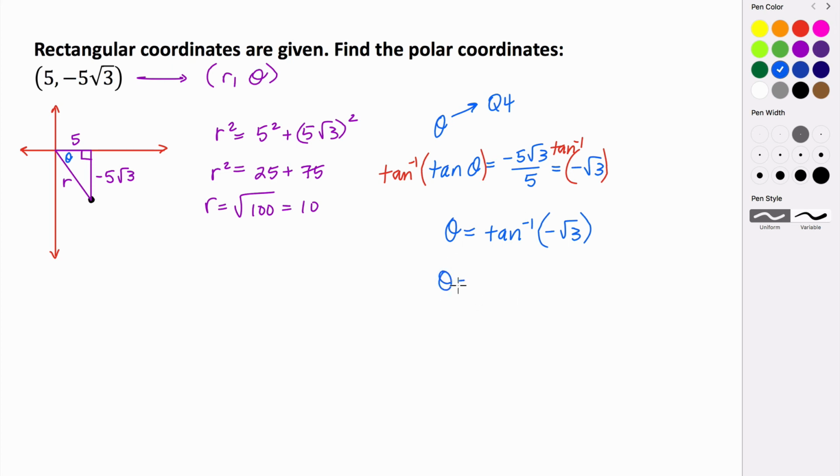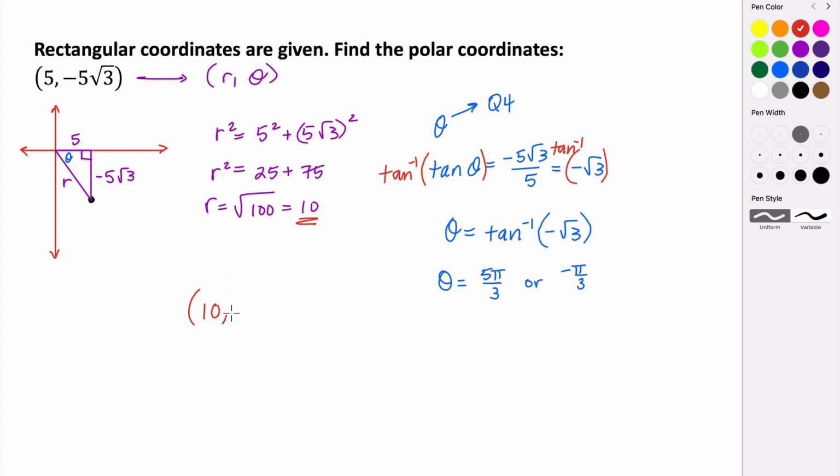So theta could be 5π/3, or we could talk about it as being -π/3. So either of those are acceptable. I would actually take either of those as a valid answer. So if we're trying to write these in polar coordinates, we're going to take the r value, which is 10, and then we're going to pick one of these two. It doesn't really matter to me.